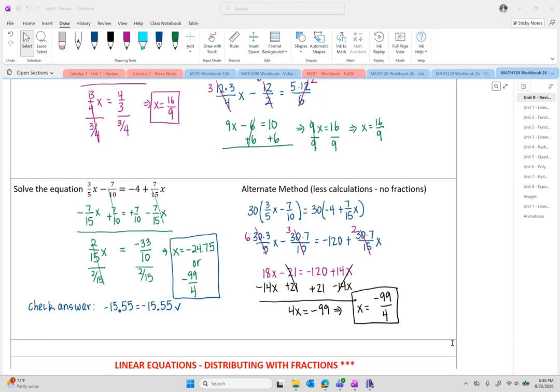So for the solution, I found that x is equal to -99 divided by 4, which I have checked, and it has checked out for both of these methods of solving. Whichever method of solving I choose, I should find the same answer regardless, because linear equations have usually only one answer. We will see in a little bit that there might be more, but usually only one answer.